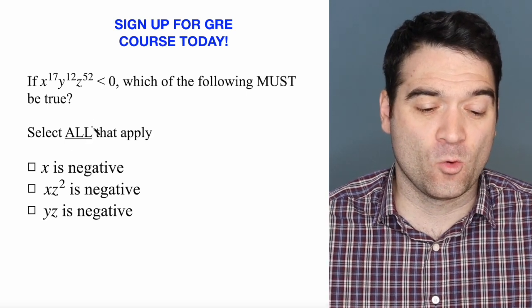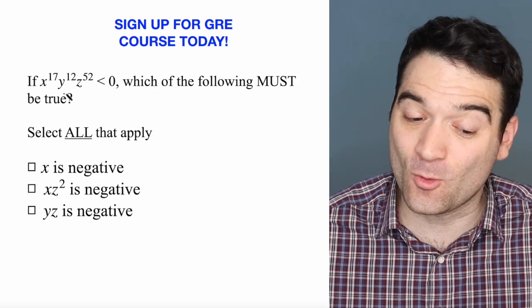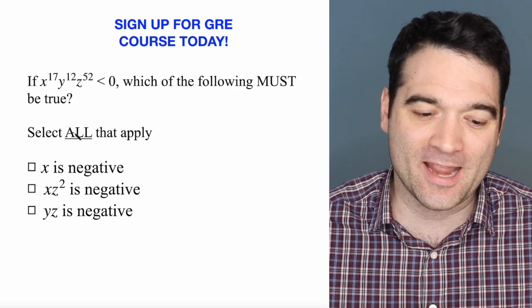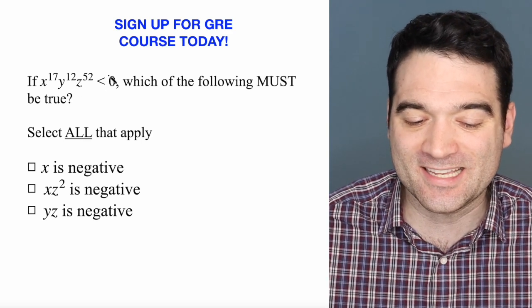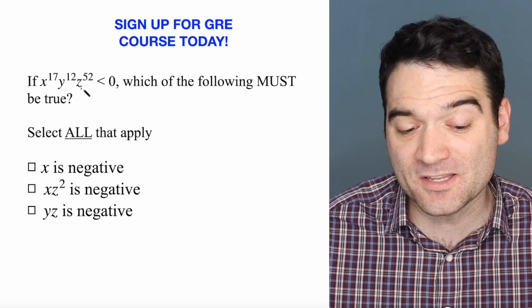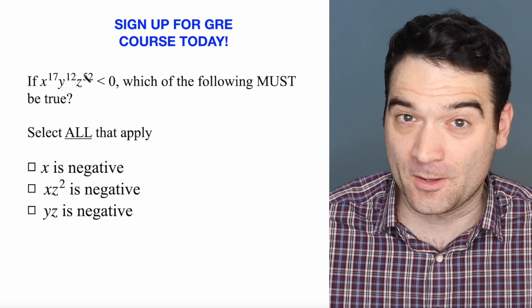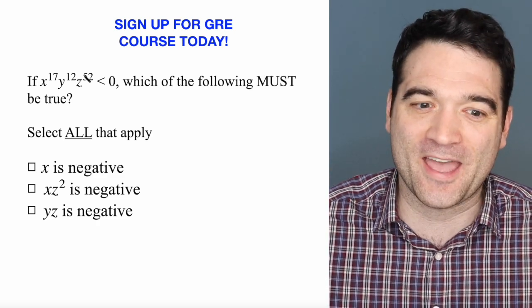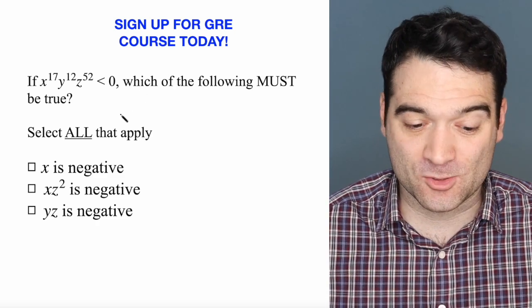Here's what we know. We know that neither x nor y nor z is equal to 0. We'll get that out of the way right now, right? Because this times this times this is less than 0. If one of these numbers equaled 0, the whole thing would equal 0. So we know that neither x nor y nor z is equal to 0. Okay, so we got that. Now, here's what else we know.